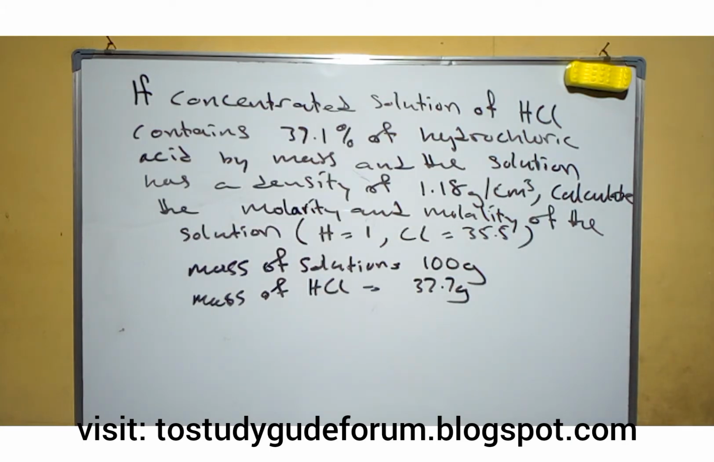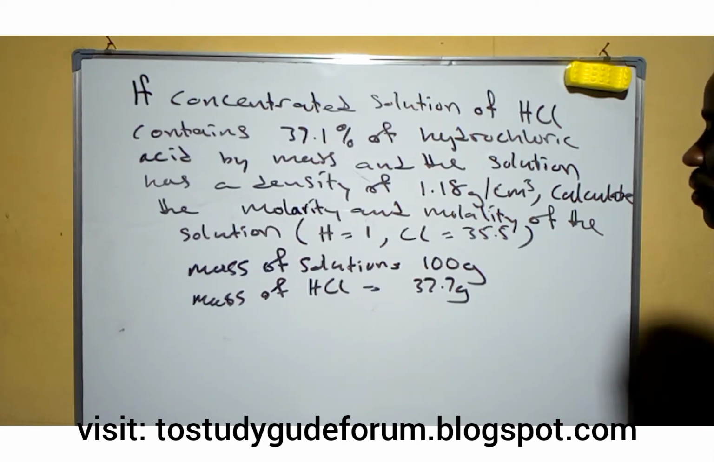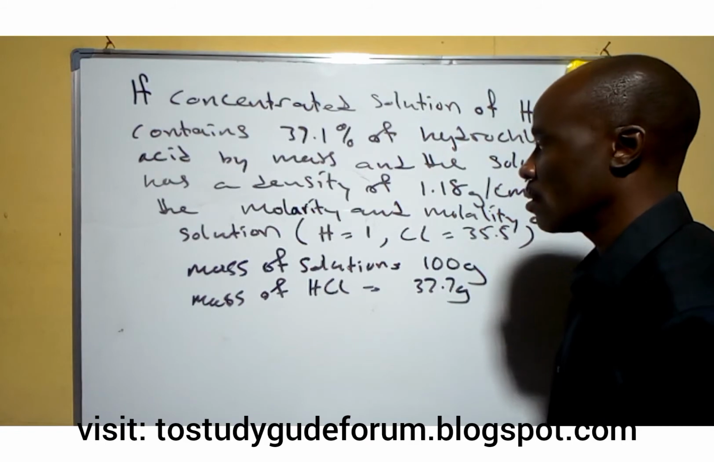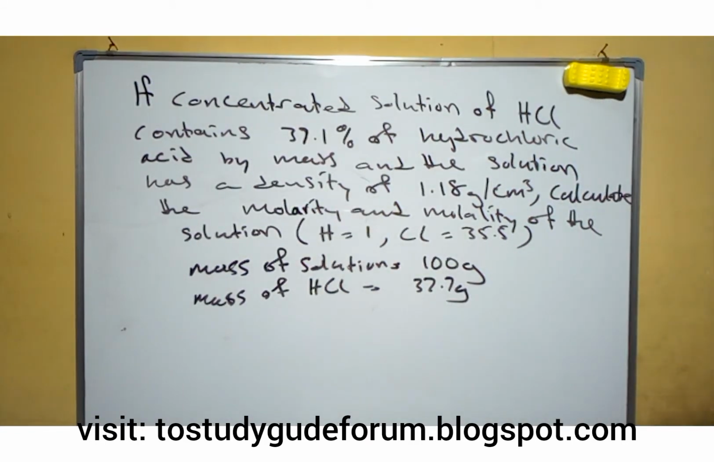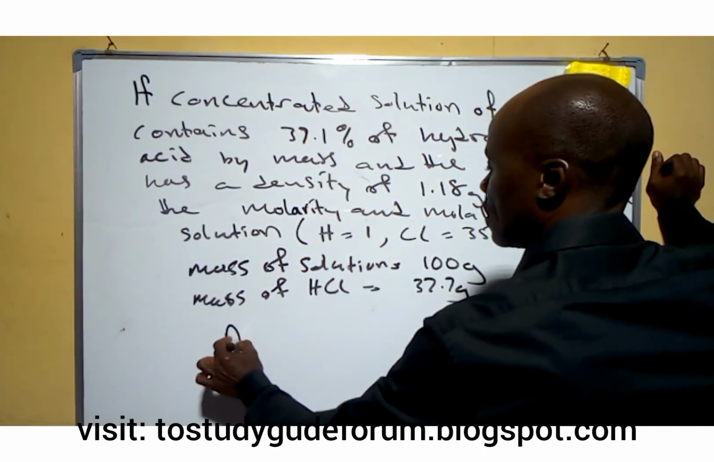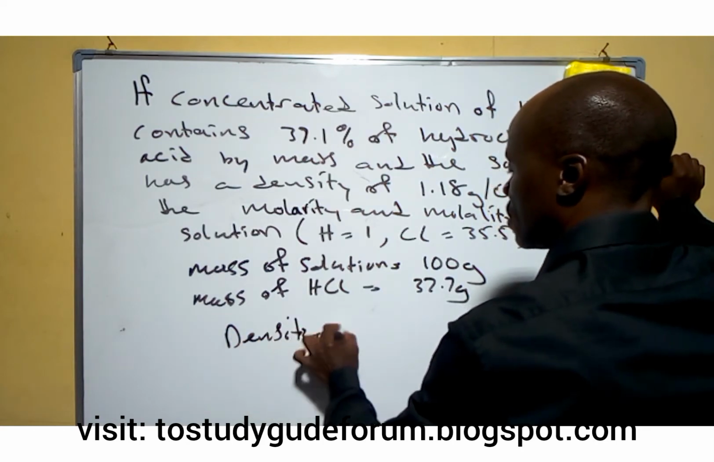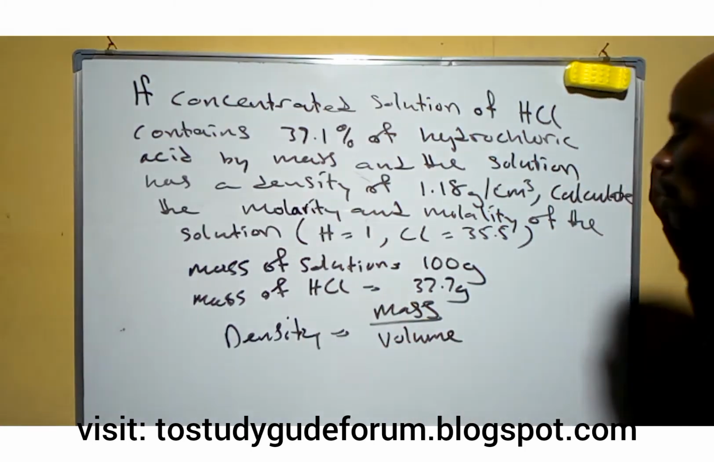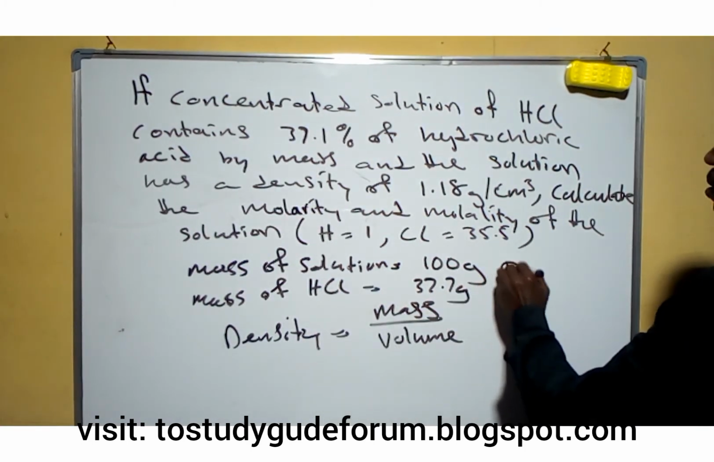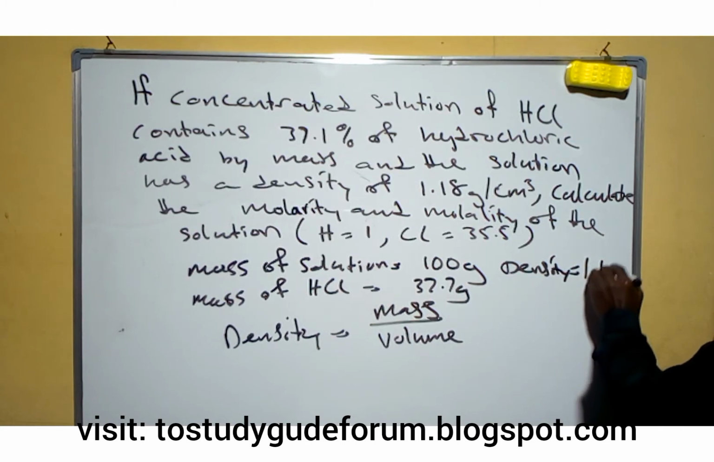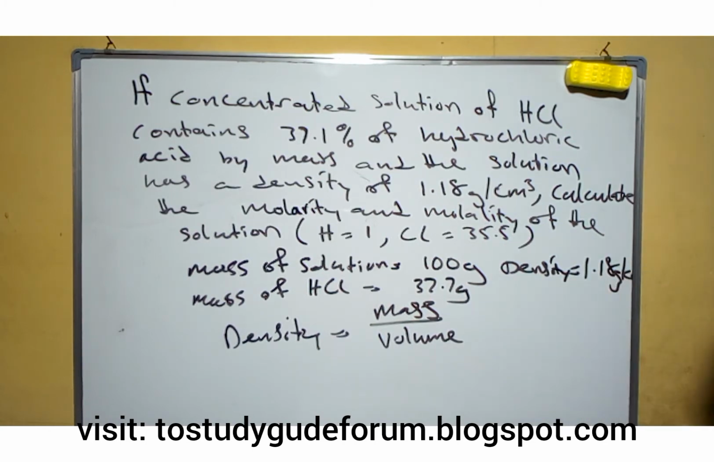All right, and there's something we need to find out here. We need to first get the volume that's involved, because the volume will be needed when we're talking about molality of this. So we'll talk about the volume now. How do we get the volume? To get the volume, we know that density is equal to mass over what? Volume. And we have our density. Our density is 1.18 gram per cm cube. That's our density.